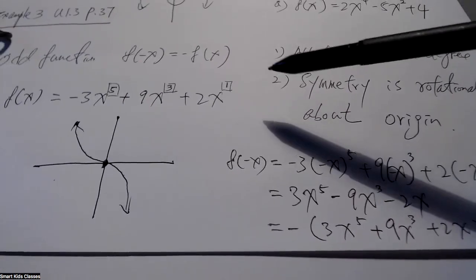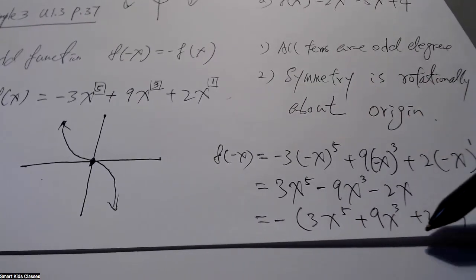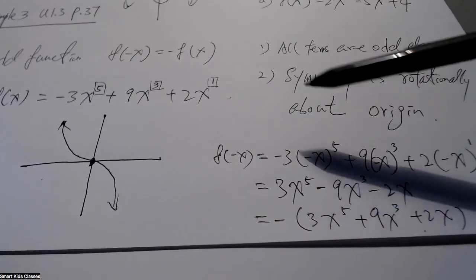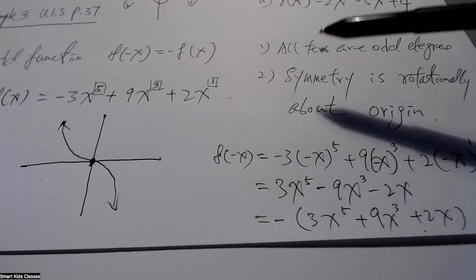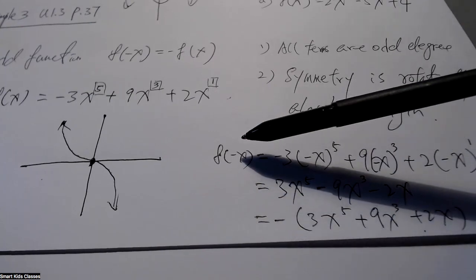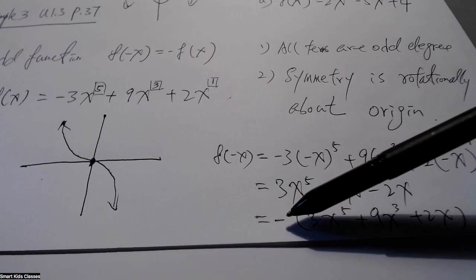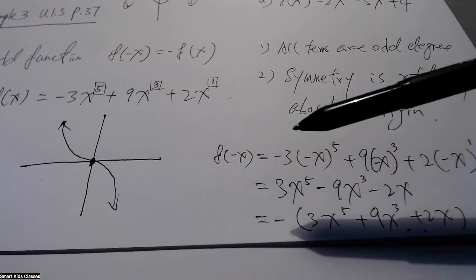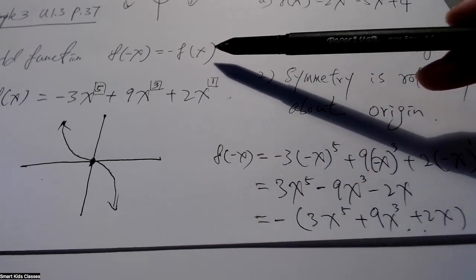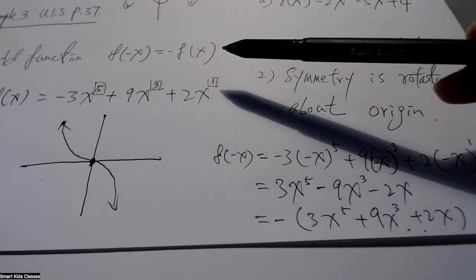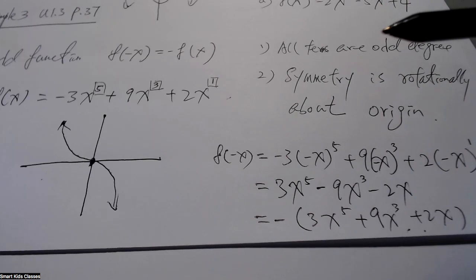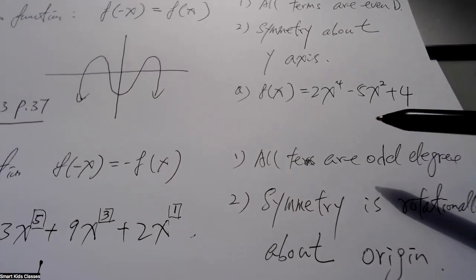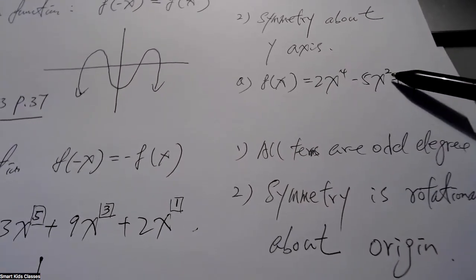Going back to the original equation, look inside the bracket, and you're going to get a negative f(x), negative f(x). So therefore, this is an odd function. If you want, you can substitute into the equation and evaluate like that. But the simplest way is that you only need to evaluate the degree.